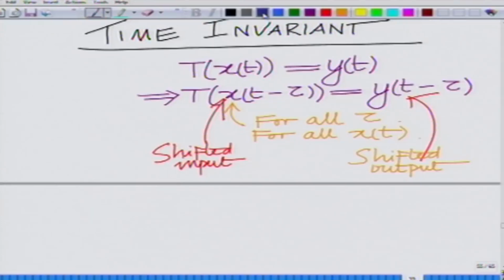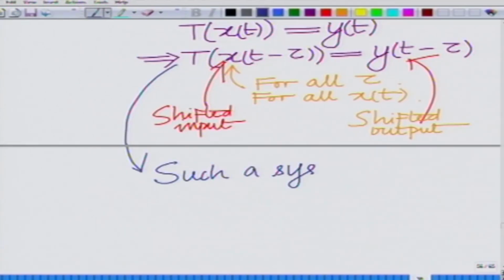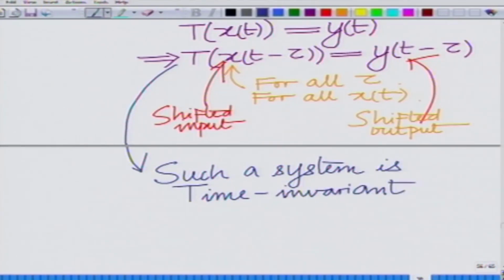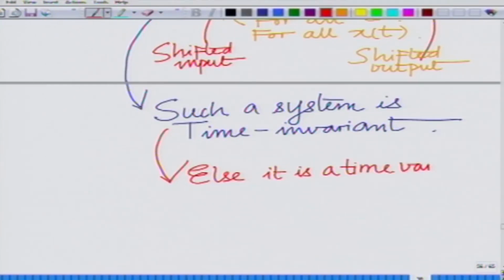If it satisfies this property, such a system is said to be a time invariant system, otherwise it is a time variant or a time varying system.